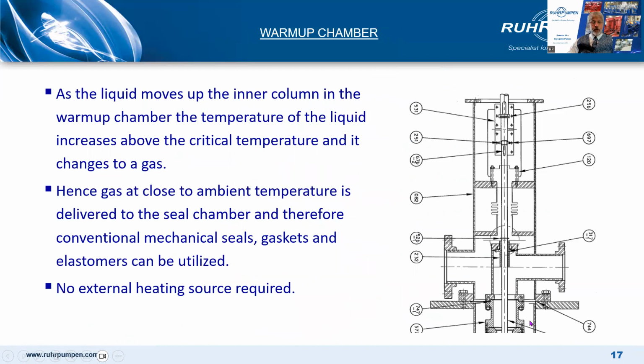Here's a better close-up view here of the throttle bushing. It's the throttle bushing with bleed off here back to suction. So that's why we have suction pressure going into the warm-up chamber here with the bellows there. And ambient or near ambient temperature gas going into the seal chamber. And all this is achieved without an external heating source. Just ambient temperature is enough to bring the liquid oxygen or liquid nitrogen up to ambient temperature.